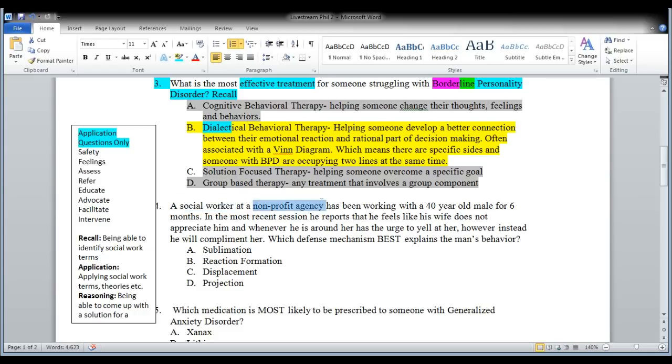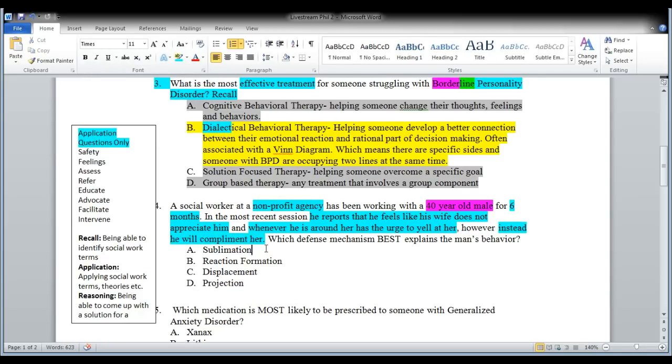So we're at a nonprofit agency. Our person of interest is a 40-year-old male, and we've been seeing this person for 6 months. He reports that he feels like his wife does not appreciate him. Whenever he's around, has the urge to yell at her. Instead, he will compliment her.